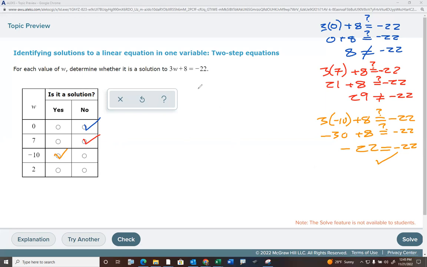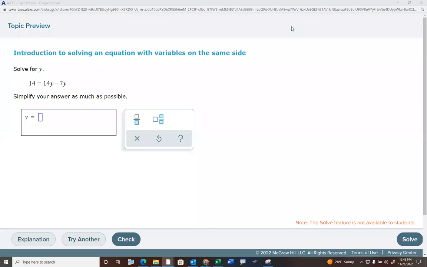All right, last one. Do they equal? 3 times 2 is 6. And 6 plus 8 is 14, which is clearly not equal to negative 22. And so that would be how you do it. Okay, so now that's the introduction to solving an equation with variables on the same side.